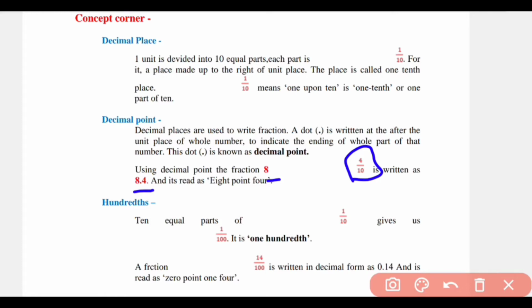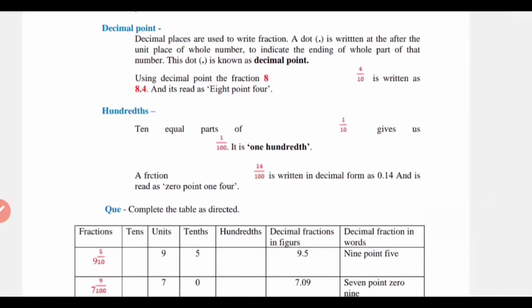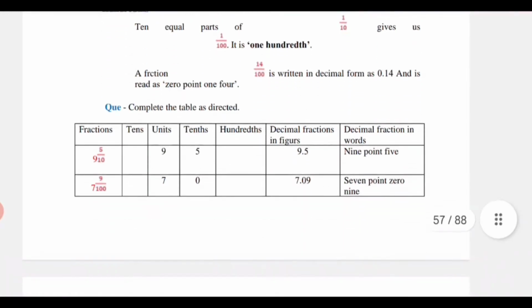And for hundredths, how to write? 10 equal parts of 1 upon 10 gives us 1 upon 100. So a fraction 14 upon 100 is written in decimal form as 0.14 and it is read as 0.14.